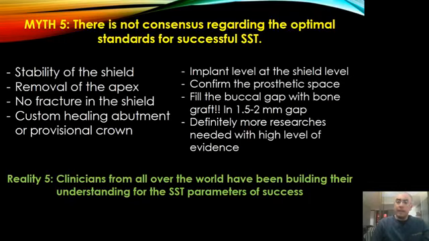Confirming the prosthetic space is a very early skill that we need to learn. Personally, I try to use an abutment during the surgery, or try to see my crown or the custom healing abutment. I try to confirm that we have enough space in this buccal area of the shield to build the emergence profile in the perfect way. Filling the buccal gap with bone graft is also one of the immediate implant parameters that we've been aware of. Definitely more research is needed with a high level of evidence so we can build a better consensus about the socket shield itself.